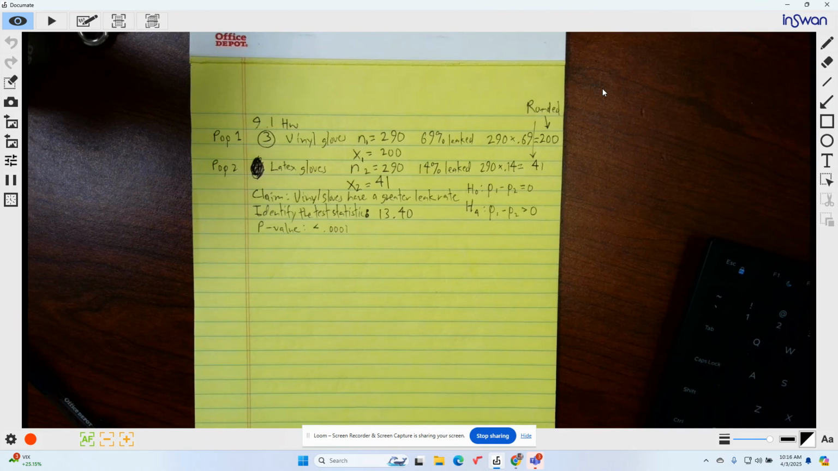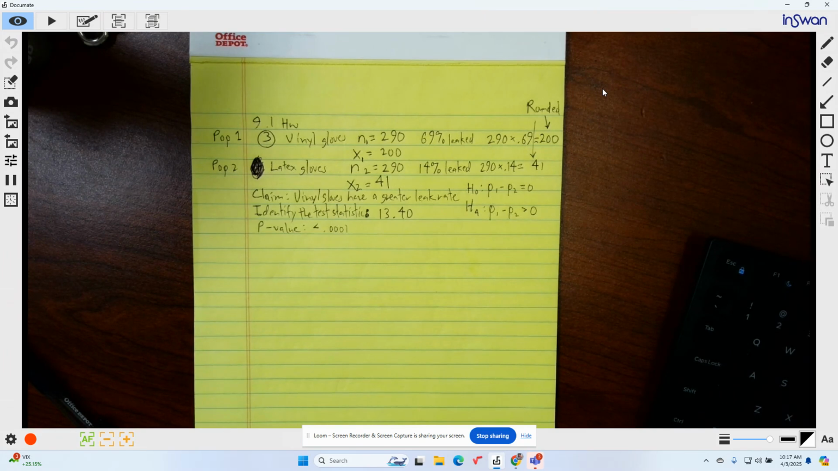This will be necessary for using StatCrunch. Then we look at the latex gloves, and we had 290 latex gloves, 14% of those leaked. So we multiply 290 by 0.14, we round up to 41. So now we have n1, x1, n2, and x2.